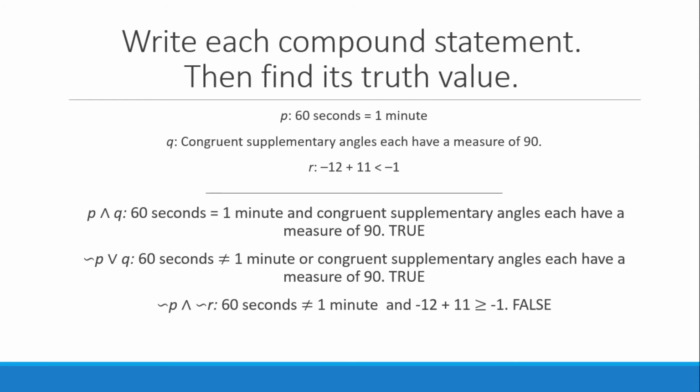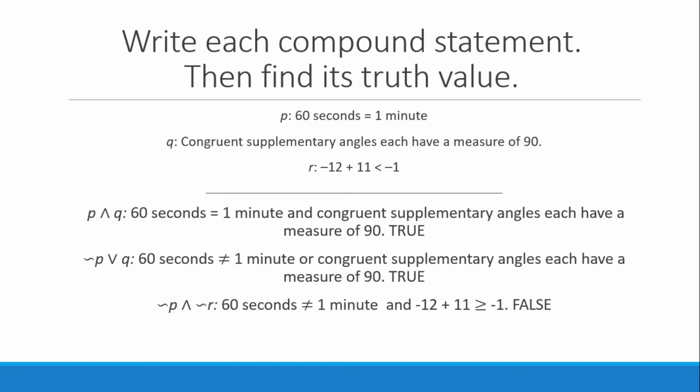Well, if they're congruent, that means they're equal. Supplementary means they add to 180. So congruent supplementary angles are equal and add to 180, so they have to both be 90. Both of those statements are true, right? 60 seconds does equal a minute, and congruent supplemental angles must measure 90 degrees. That would mean we have a true statement.